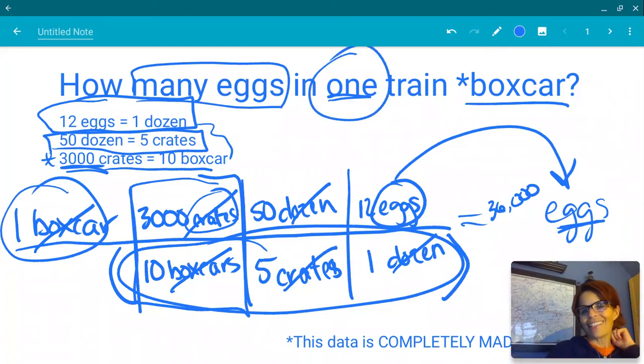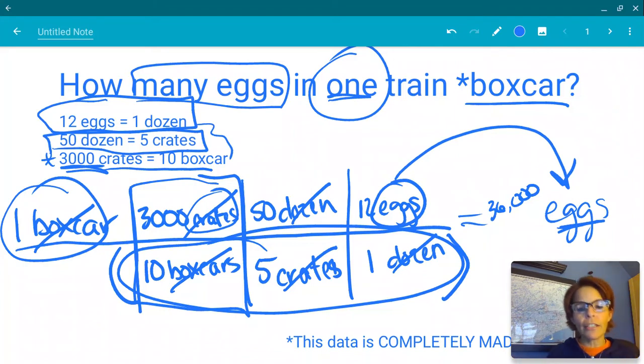It's also a good idea to look and see if your answer is a sensible answer. If I said there were 4 billion eggs in that 1 boxcar, I might question the work that I did and think, okay, I need to look back over that. But 36,000, that seems like a sensible number. If 3,000 crates hold 50 and the 5 crates holds 50 dozen, I feel like that's a sensible answer.